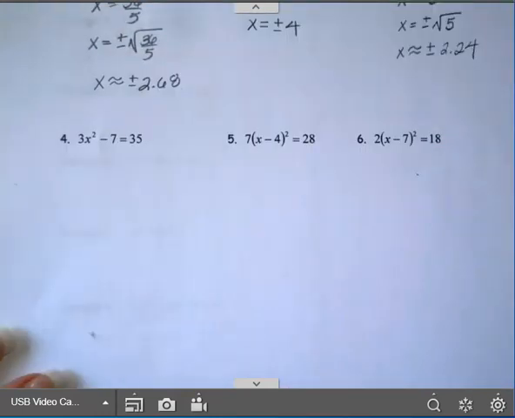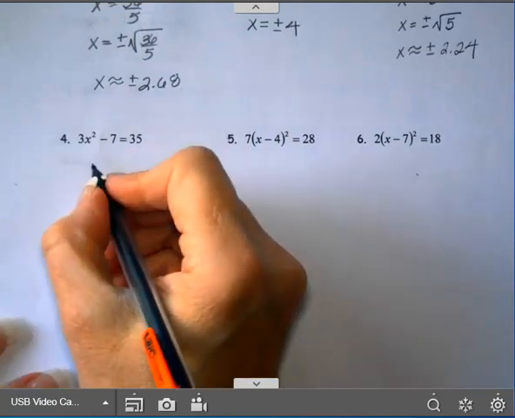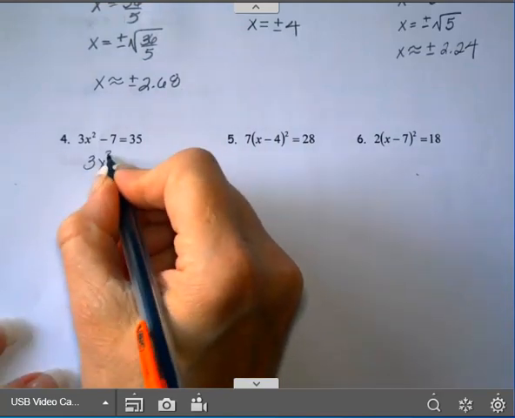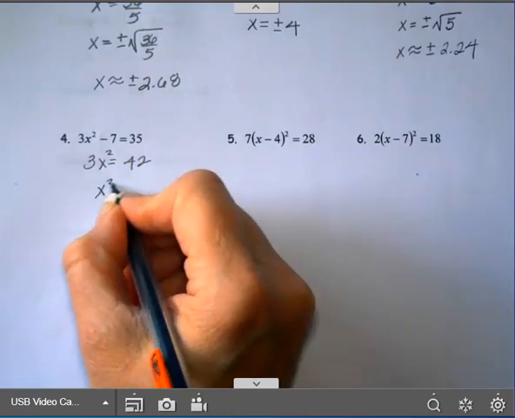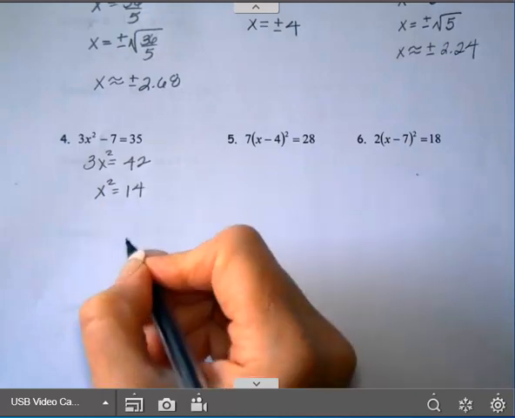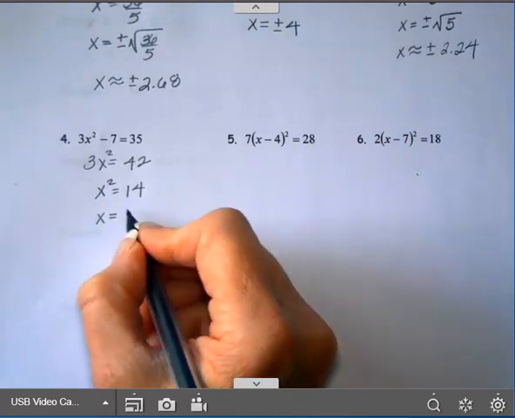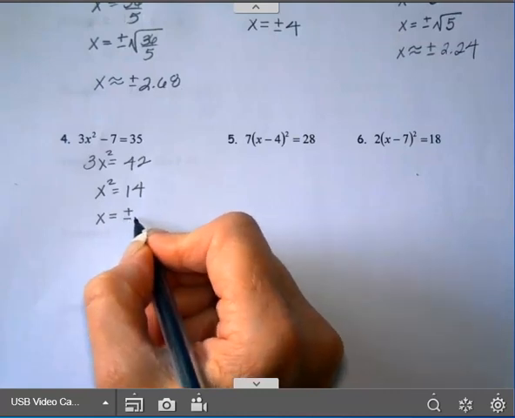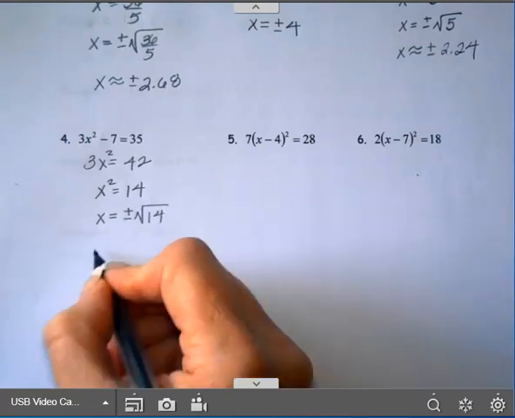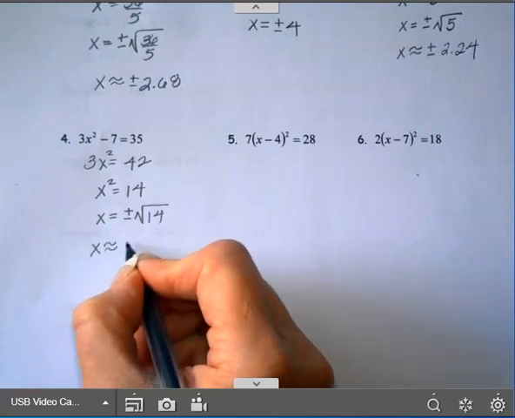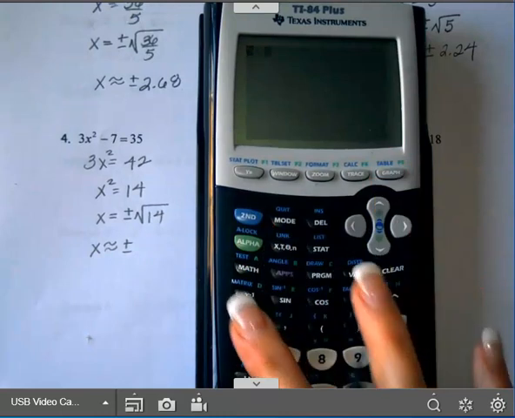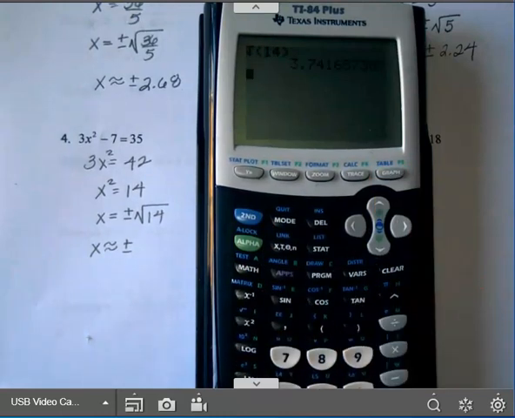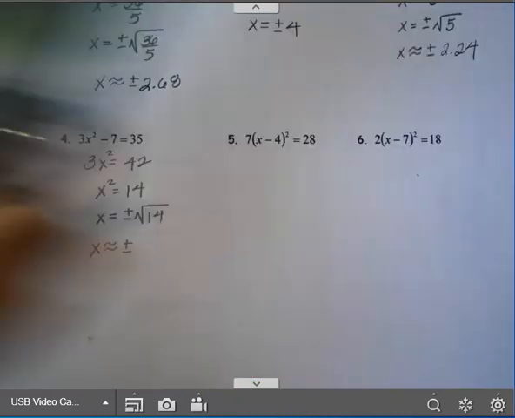For example 4. Get your variable by itself. So I'm going to add 7 to both sides. Divide by 3. And then I'll take the square root. So x equals plus or minus the square root of 14. And that's going to be approximately 3.74 to the nearest hundredth.